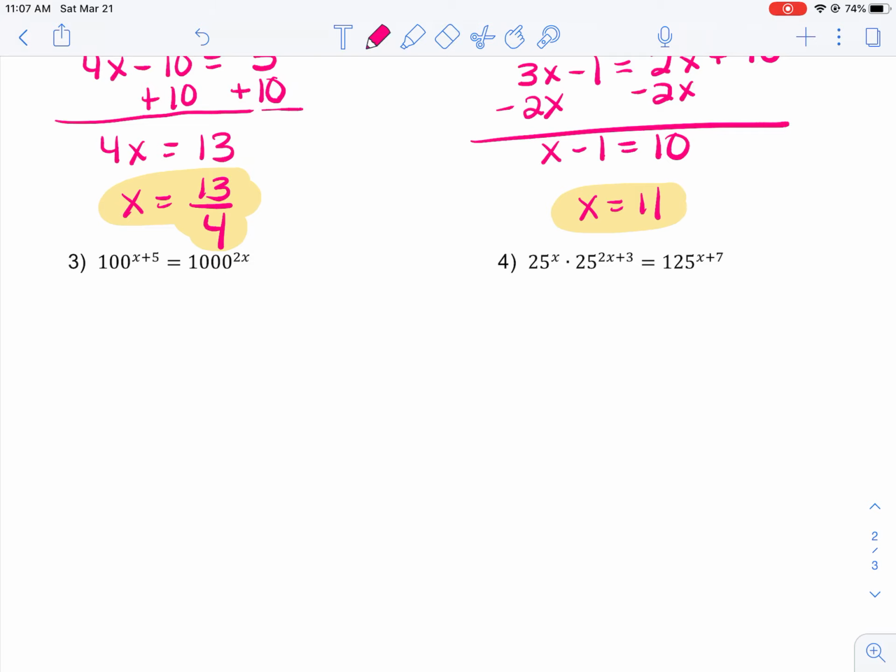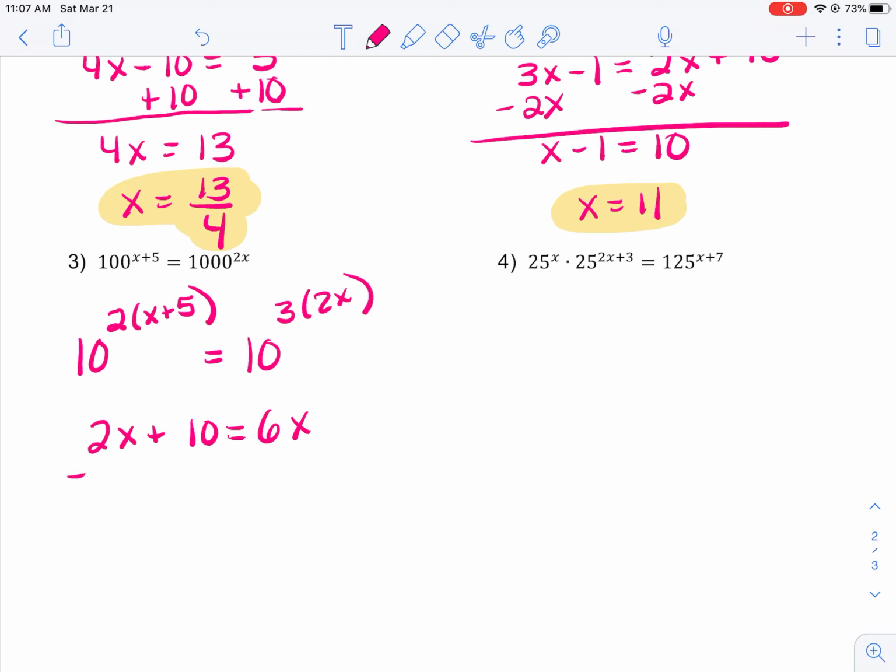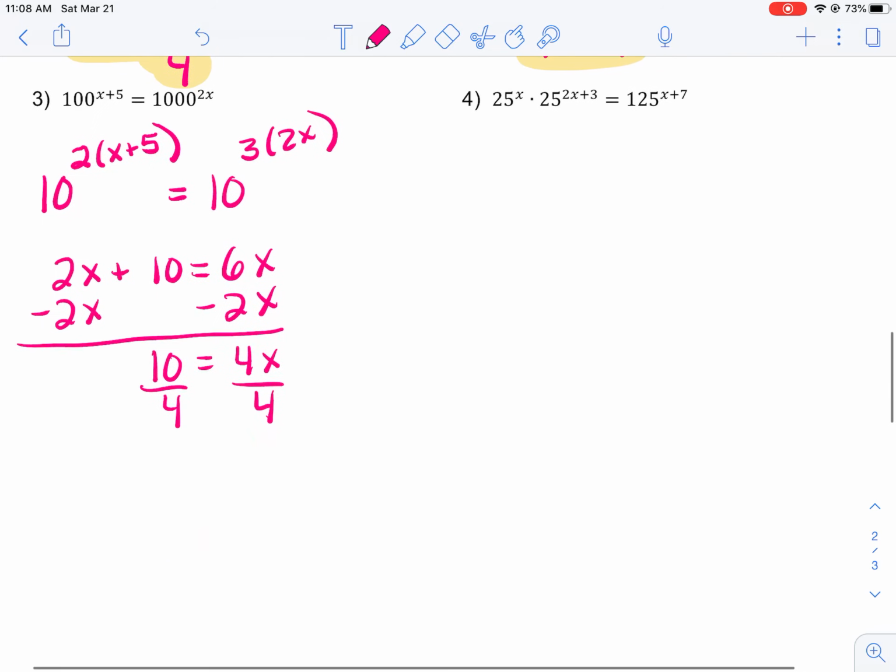The next one, I have a base of 100 and a base of 1,000. So I'm going to rewrite those with a base of 10. So 10 squared, the 2 gets multiplied by the x plus 5 that's already there. 1,000 can be written as 10 to the third. That gets multiplied by the 2x. So now I can say 2x plus 10 has to equal 6x. Subtract 2x from both sides. 10 equals 4x. Divide by 4. And I get 10 fourths, which is 5 halves. So x equals 5 halves.